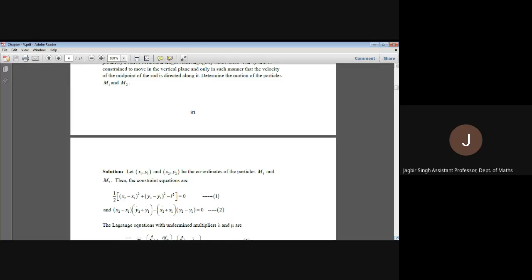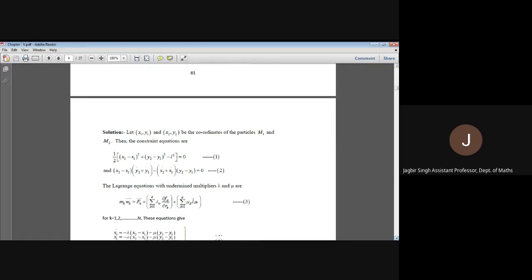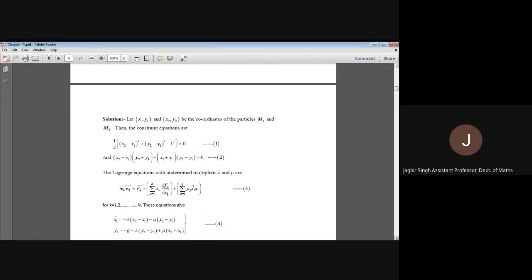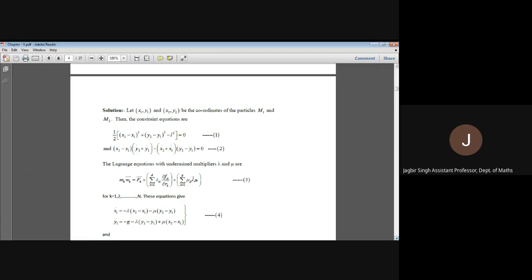Okay, the Lagrange equation was this one: mk wk is equal to fk plus summation alpha from 1 to d lambda alpha curly f alpha by curly rk plus summation beta from 1 to g mu beta L beta k. And now we are going to derive the equations in our case. I want your attention because how to use it is the most important thing.